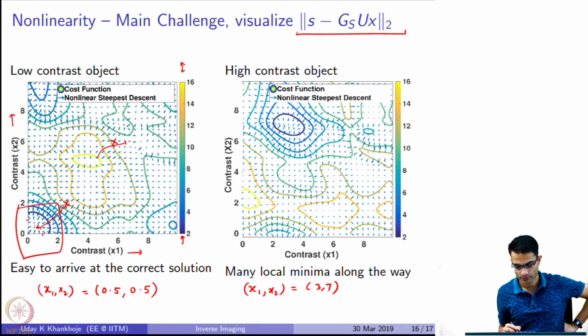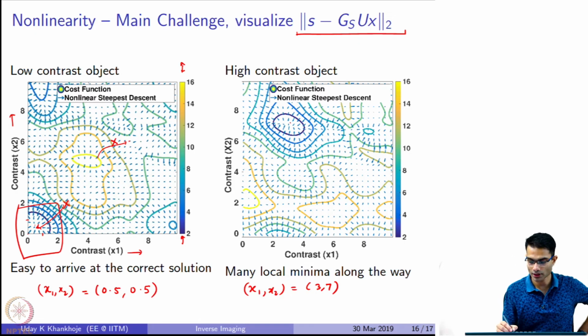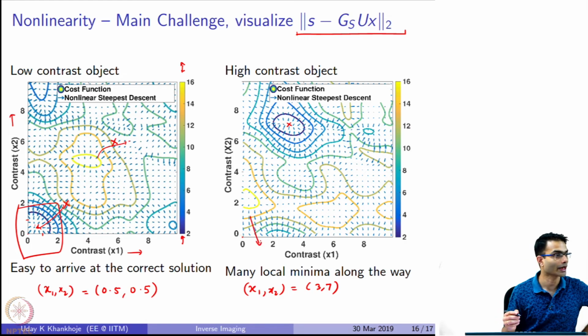3, 7. So the correct answer is sitting over here. If you started from 0, 0, what will happen? Disaster, right? I am going down, I am going to get negative values.